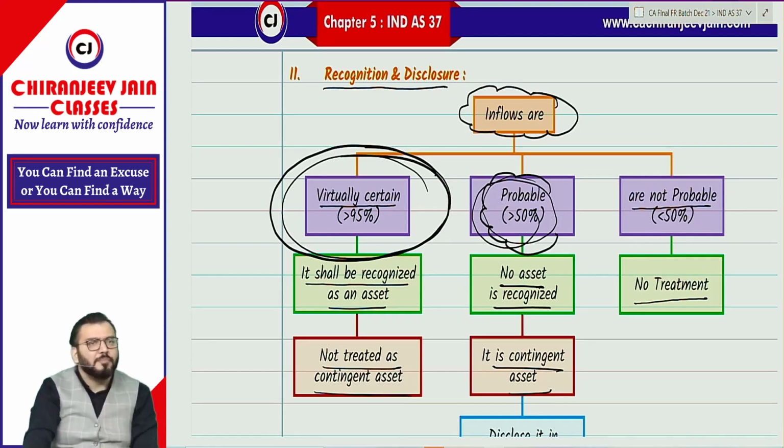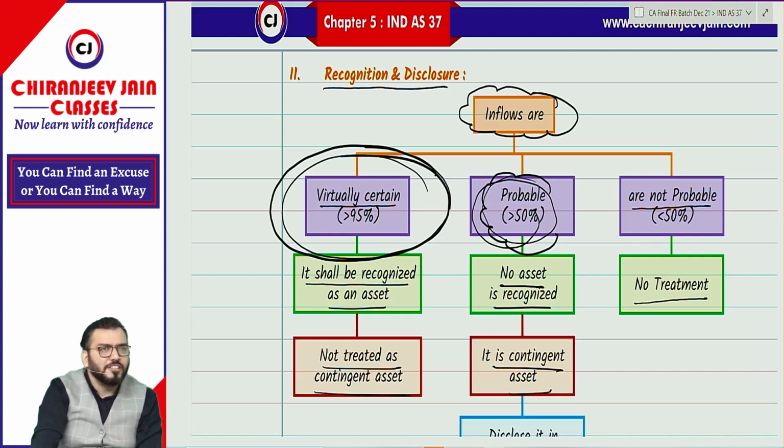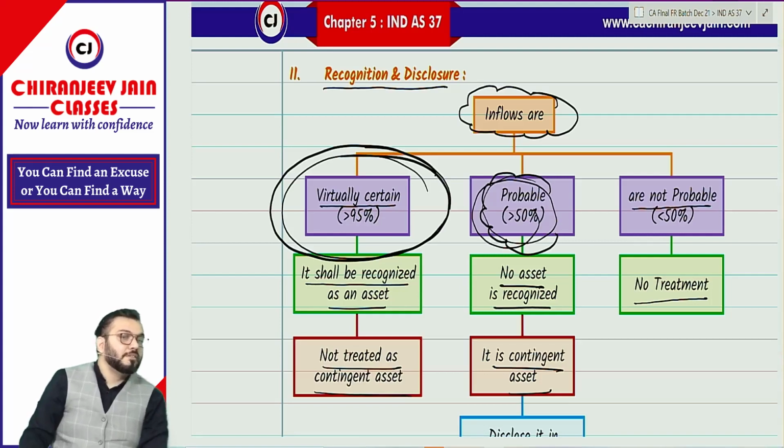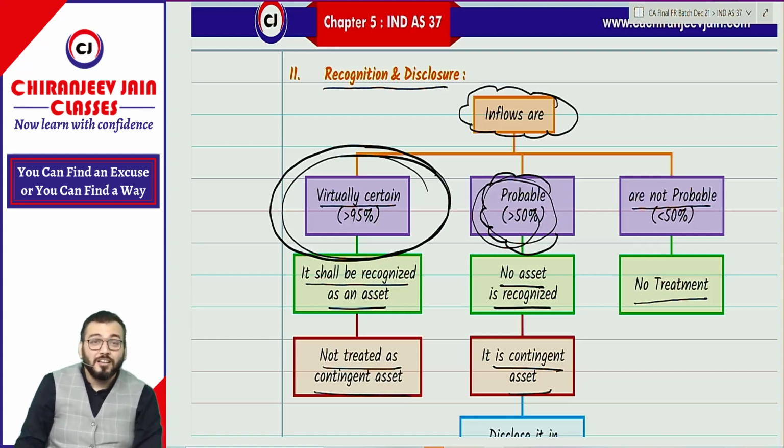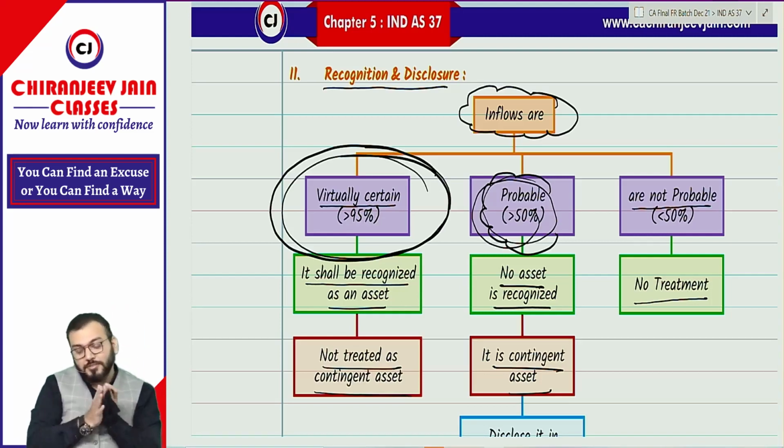Can you give me one example of virtually certain? If you have understood, it means you can create an example. And if you are not able to create any example, it means you have not understood. So how can you say yes sir we have understood? If you have understood, give me an example.